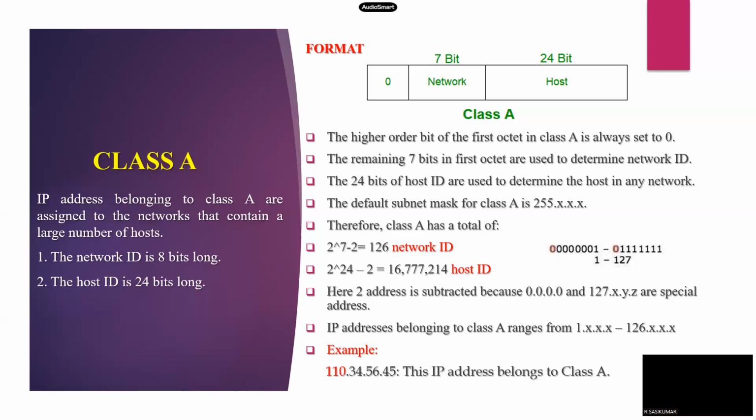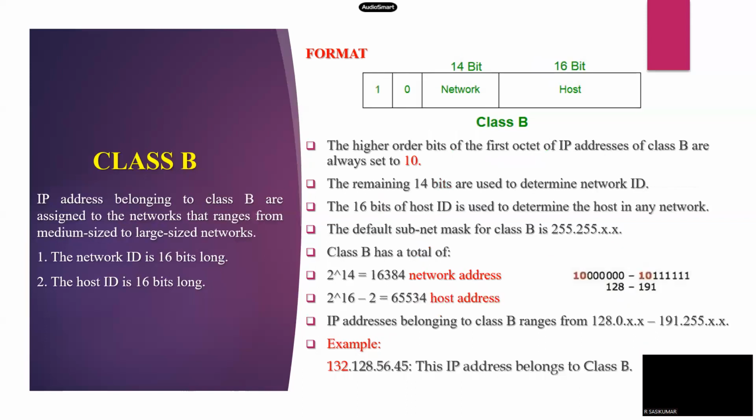So 0 to 127 is class A. If an address starts with 128, that is not a class A address; it belongs to some other class. We will see them one by one. So this is the class A notation. I hope you understand class A. Next we move on to class B.